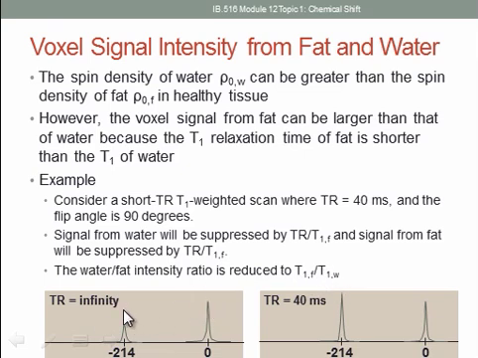So you can see here, when TR is infinity, we have some ratio between water and fat intensity, right? There's a difference here. But when we go to TR equals 40 milliseconds, we're now very much more T1 weighted. And since fat has a shorter T1 than water, the fat signal will be stronger at this TR. So this water to fat ratio has changed, or it's actually reduced with a shorter TR.